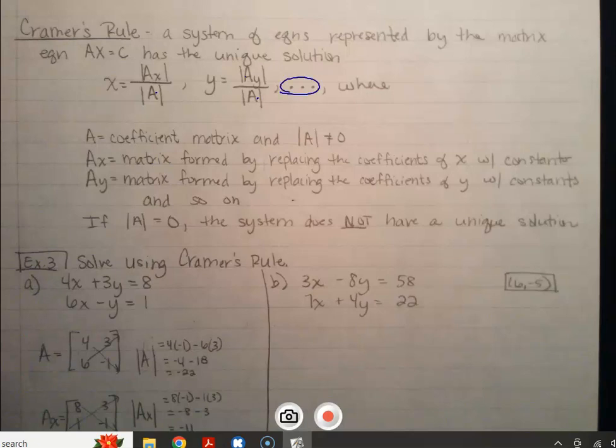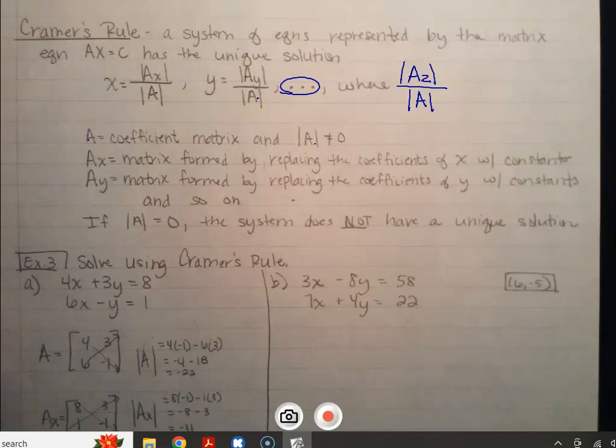And this is going to continue. If you have a z, then it's going to be the determinant of A sub z divided by the determinant of A. Maybe it's going to be A sub k, A sub l. It doesn't matter, it's going to keep going. A is the coefficient matrix, and the determinant of A cannot equal 0.